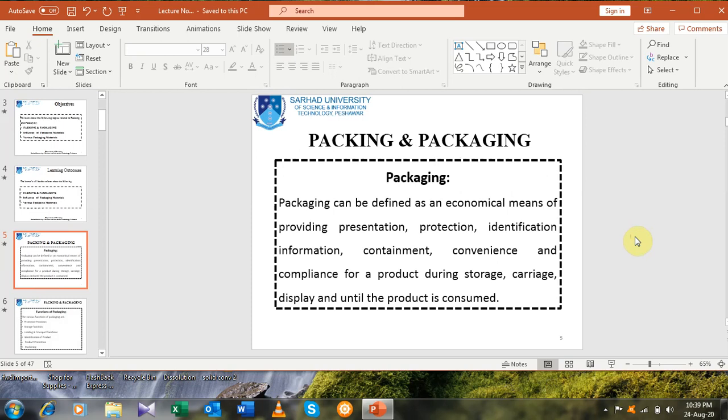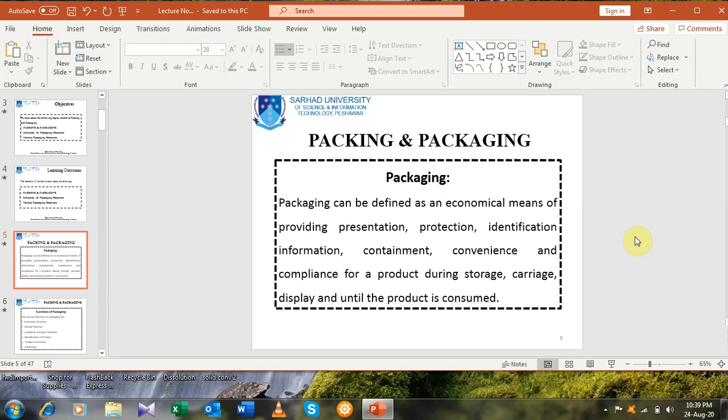Packaging can be defined as an economical means of providing presentation, that is, the presentation is provided in the form of the packaging. Suppose we have tablets, and they are presented in strip form, in a pack, an envelope surrounding the contents of the particular tablet, in order to present it in a good way. The second one is to provide protection for that particular product, that is the tablet. First of all, it is a good presentation, and good marketing potential is there.